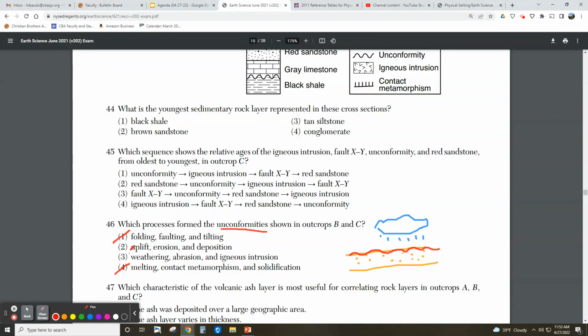So the answer to this question basically is number 2, weathering and erosion, uplift and then erosion, and then you have maybe something deposit on top of it, so you have another layer of stuff that forms on top of that. And so the answer is number 2.